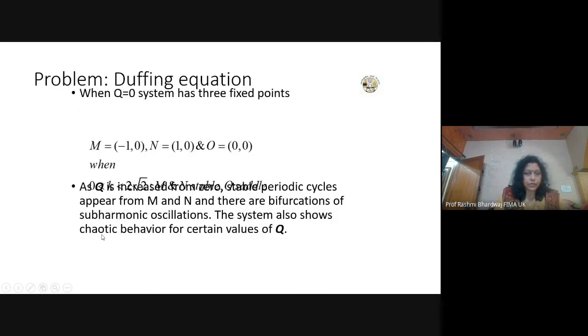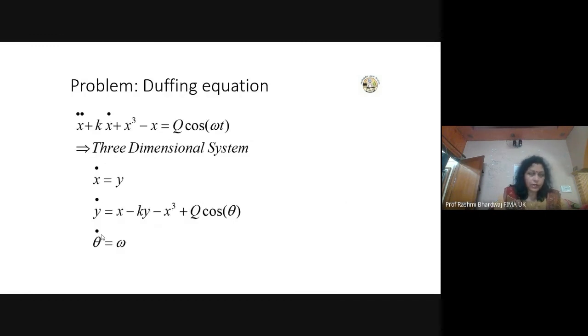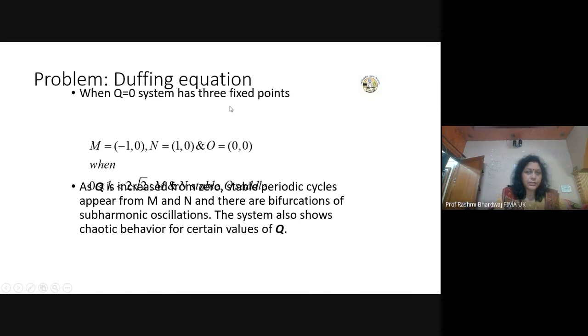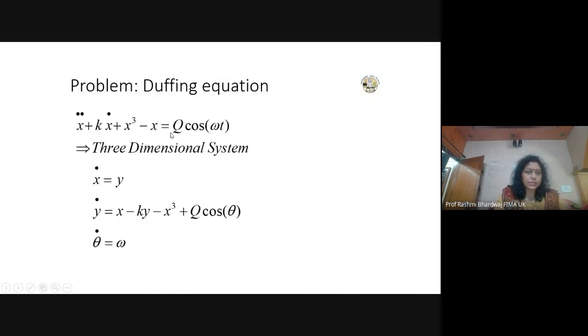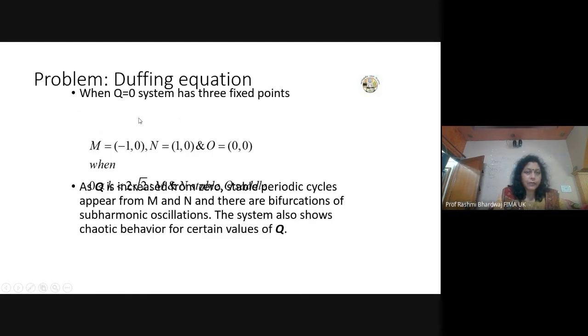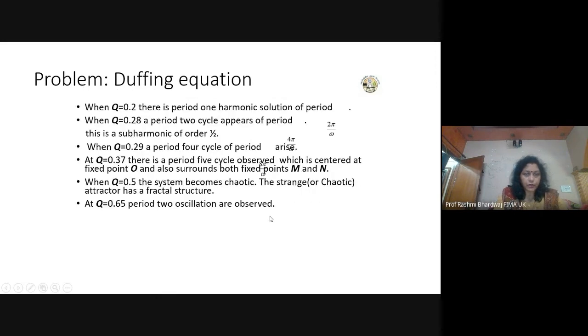And as we are plotting these, here you have this q. If this q is 0, it means it has a simple structure, because the force is not there, so it is an unforced pendulum only. So when q equals 0, we have the 3 points, minus 1, 0, 1, 0, and 0, 0, where these are the different types of the periodic cycle. I'm showing you. When q equals 0.2, there is a period 1 harmonic solution. When q equals 0.28, you have a period 2 cycle. I will show in the graph.